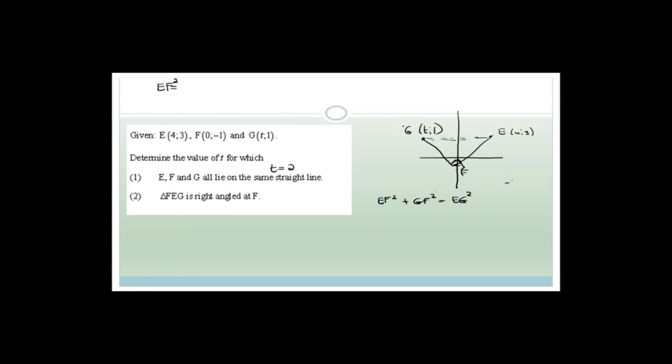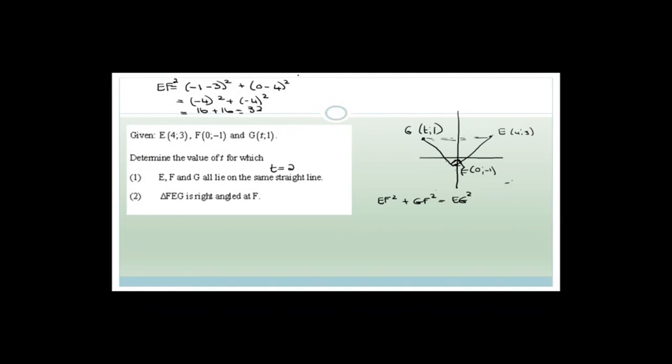EF squared is equal to y2 minus y1, so it doesn't matter which one we do. I'm going to go minus 1 minus 3 all squared plus x2, which is 0, minus x1, which is 4, all squared. That's minus 4 all squared plus minus 4 all squared, which is 16 plus 16, which equals 32. Okay, so EF squared is 32.